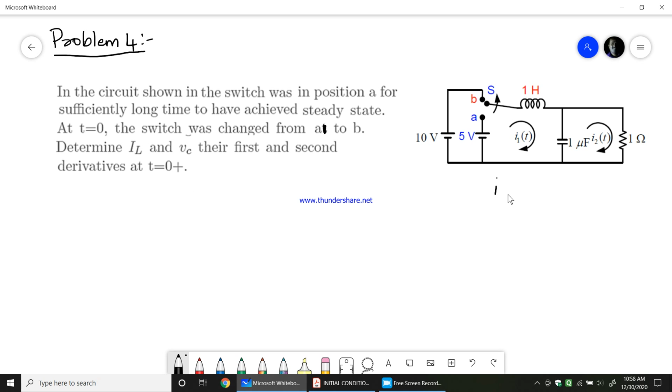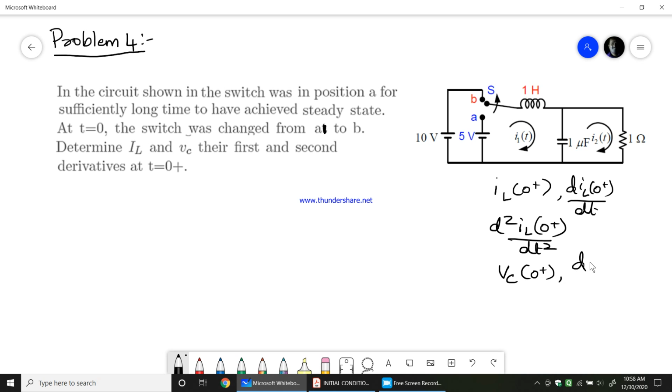So I need to find out what is iL(0+), then diL(0+) by dt, then the second derivative d square iL(0+) by dt square. Then I should find out what is VC(0+), dVC(0+) by dt. Then I should see what is d square VC(0+) by dt square. So these are the parameters which we need to find out in this particular problem. Okay, now let us go to the solution part.